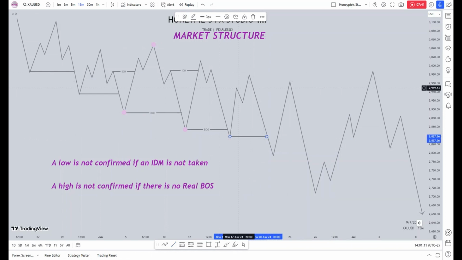No, because an inducement hasn't been taken out. An inducement is usually the immediate pullback before any supposed break of structure. And at this point over here, this is where the immediate pullback is, and price did not take it out.